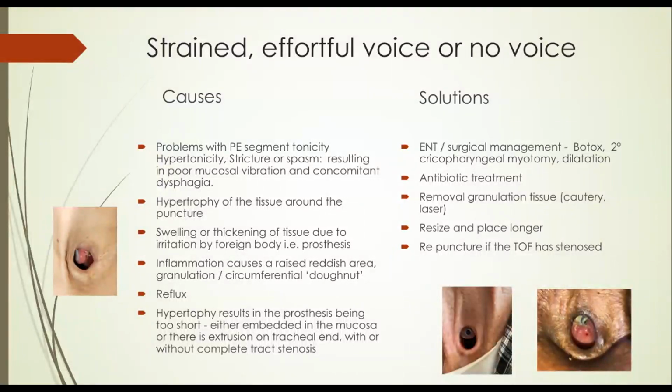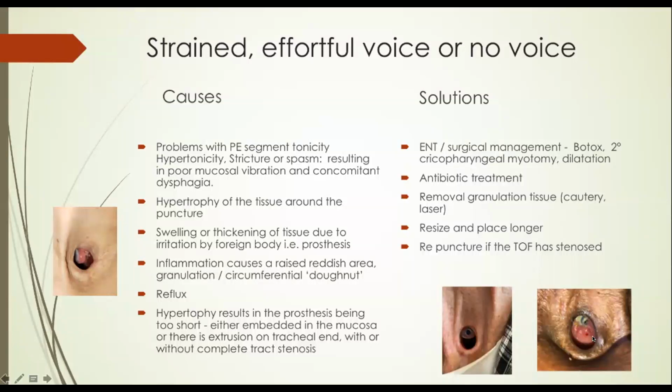So the inflammation causes a raised reddish area. What you see here in this picture is a little bit of that donut effect. And here, the granulation tissue that's formed has actually pushed that prosthesis out. In this picture over here, you can see there's granulation tissue forming. So there's that pinkish rim just underneath the flange of the prosthesis. And here, the prosthesis is embedded into the tissue.